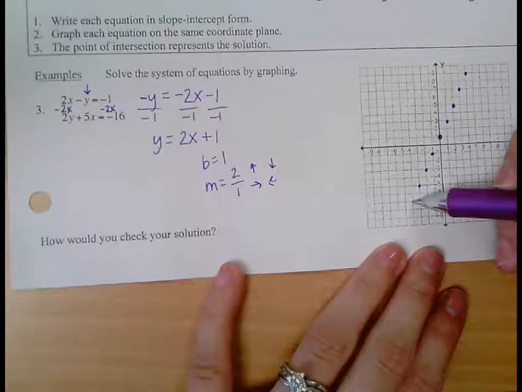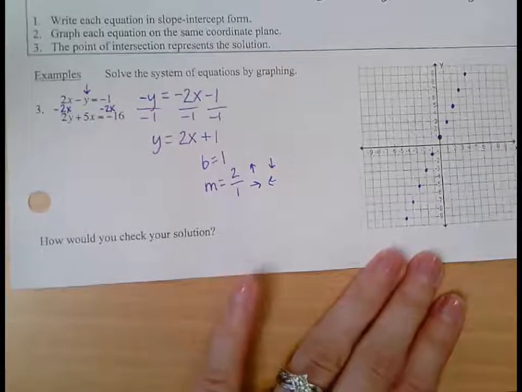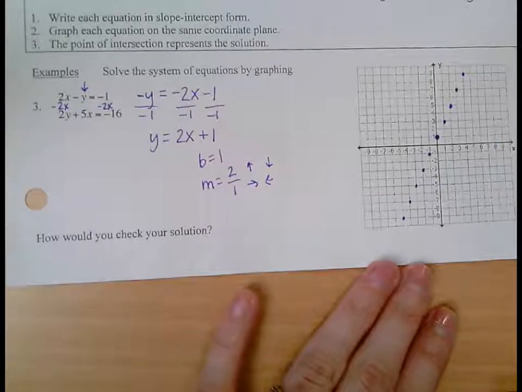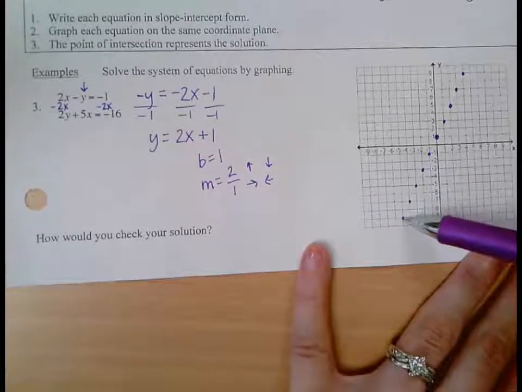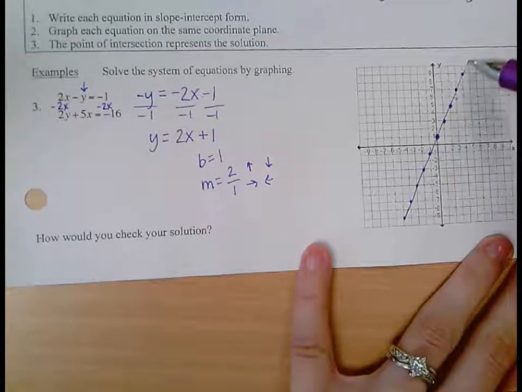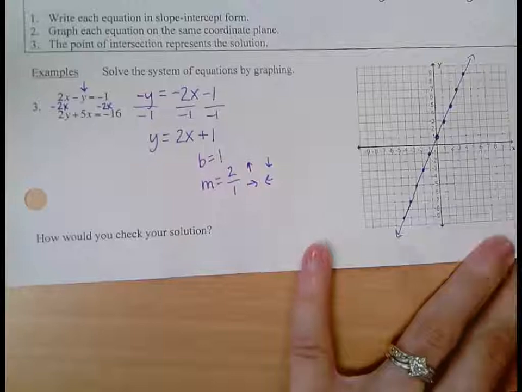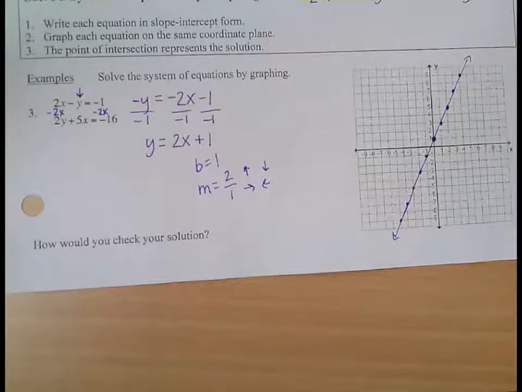I will usually plot more points than is necessary for my first line so that when I graph my second one, I can more easily see where they intersect. So this would be my first line there. Make sure also, I see too many students do this where they just plot the points and they don't actually draw the line in. If you just plot points, you did not graph a line. So make sure you're actually drawing the line.